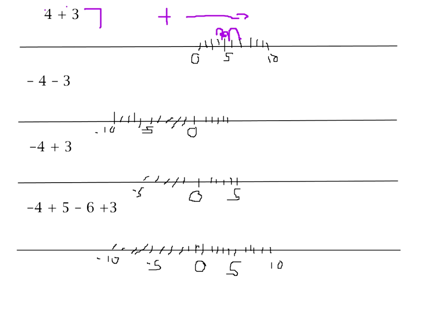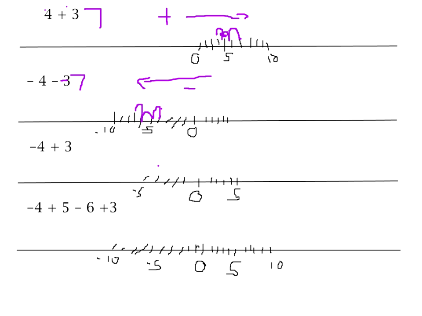Now this one starts at a negative 4, which is right here. And the next number is a negative 3. Negatives go to the left. So we would go to the left, 1, 2, 3, and we are at negative 7. Again, the signs were the same, so we added them and kept the sign. So you can use these to help you practice your rule and also to check your work if you weren't sure about something.